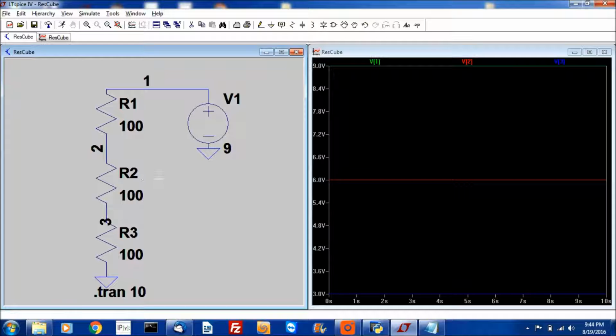So similarly, you can build the circuit that we did in class, the resistor cube, and we can measure the voltages at different nodes.